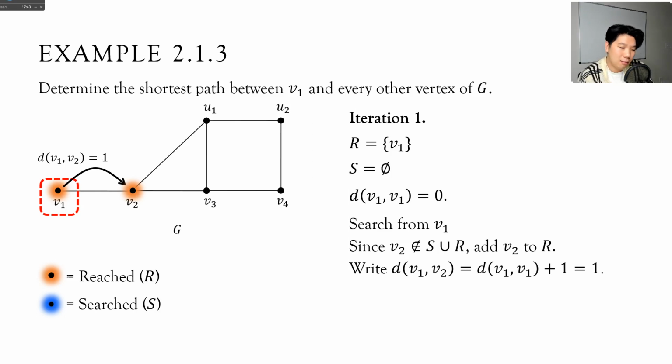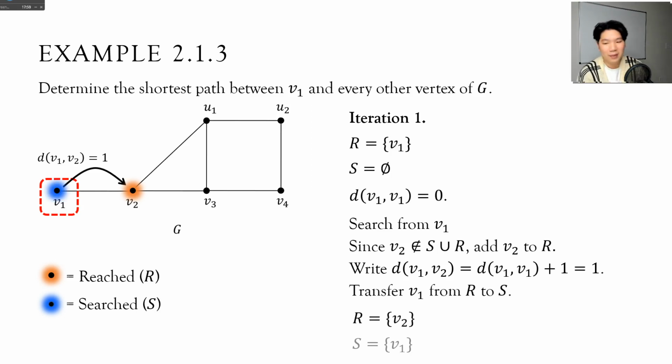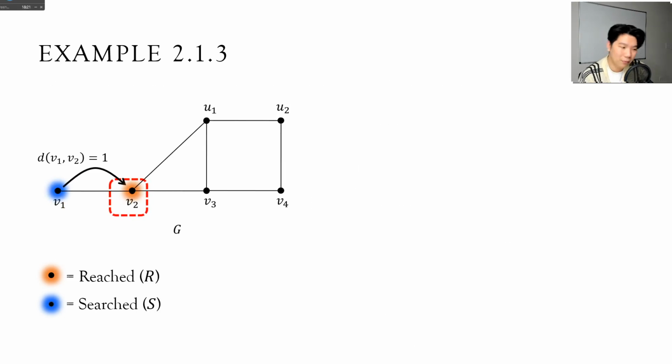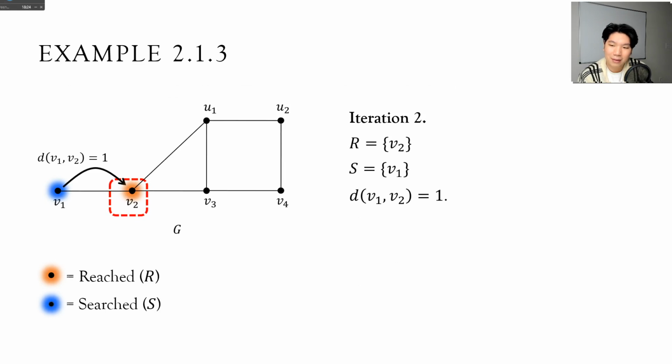After I assign its distance, I've searched through V1, so I can transfer V1 from R to S. That is, I can change it from an orange color to a blue color. Now, as a result of my first iteration, R is equal to V2, I reached V2, and I have searched V1. So I've completed one iteration. Now I can move on to my second iteration, and I'm just going to repeat the process. I move on to the next vertex in R, which happens to be V2. And just so that we have this down, again R was V2, S was just V1.